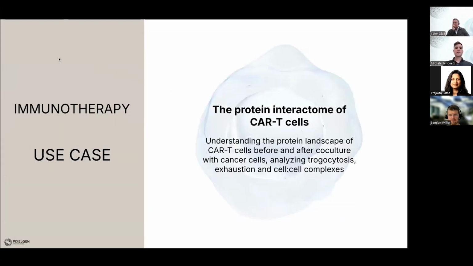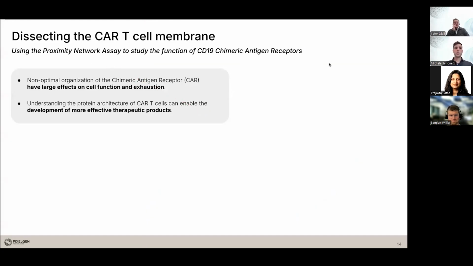To show you some examples, we can start with immunotherapy. One field of research where our assay can be super useful is in CAR-T research. Because we know that when, for instance, creating a new CAR-T cell, non-optimal organization of the receptor will have a large effect on the cell function and also exhaustion of the cells. So understanding and studying the architecture and the interactions, the colocalization between the proteins of the CAR-T cells can enable the development of more effective therapeutic products.